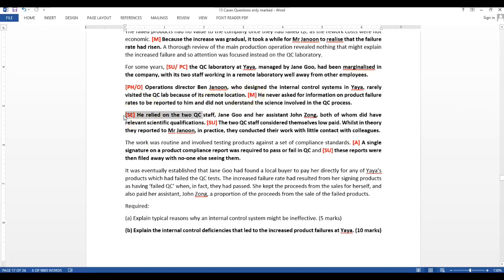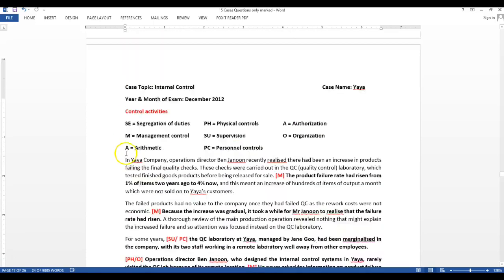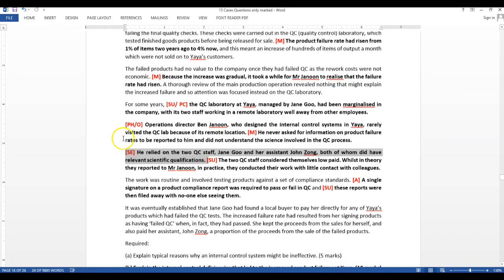He relied on 2 QC staff, Jane Ju and her assistant John Jong, both of whom did have relevant scientific qualifications. So again, there's an SC here, segregation of duties. He depends on only 2 people here. So one is the manager of QC, and one is her assistant. So there is no kind of segregation of duties between these people. So this can also lead to a problem.